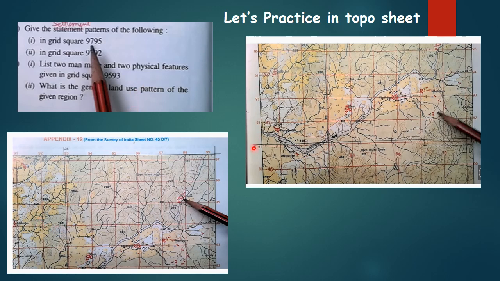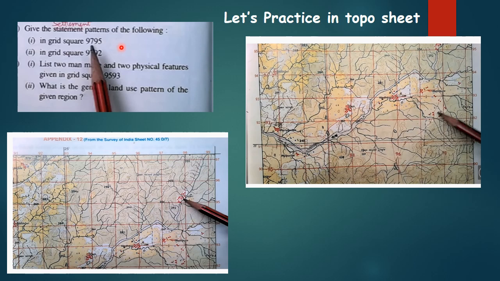Now this is the time to practice the settlement questions on the topo sheet. So how the questions are asked. If you see, the question is asked: what kind of settlement pattern is found in grid square 9795 and another grid square, 9792? You have already learned that a grid square is made up of eastings and northings, 4 grid reference and 6 grid reference.